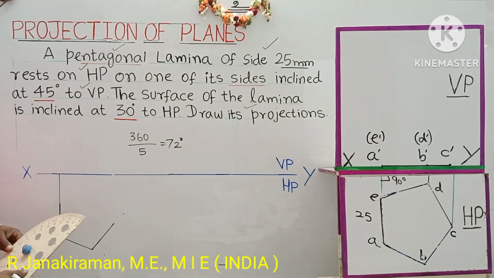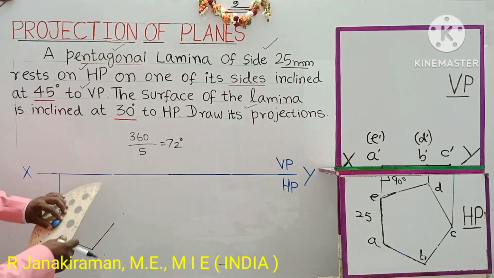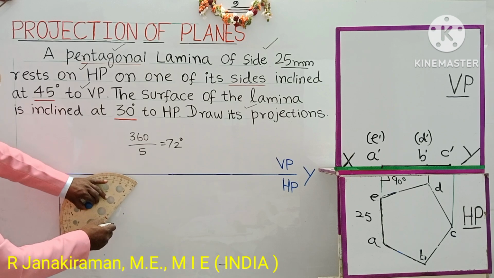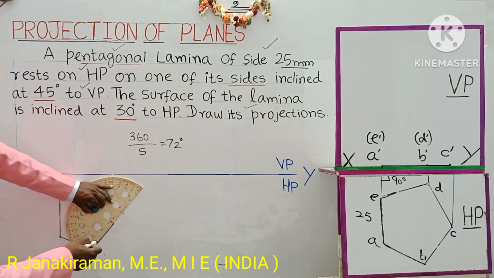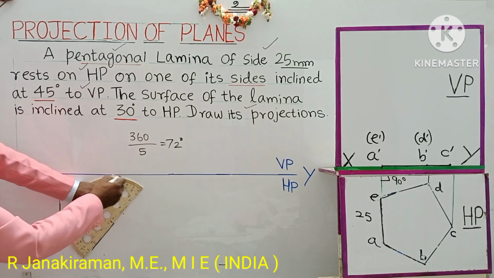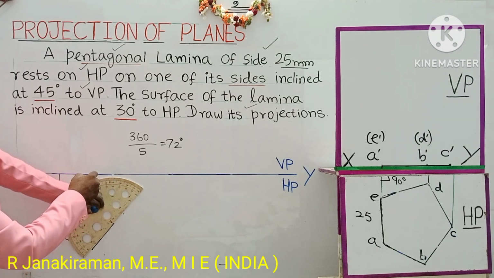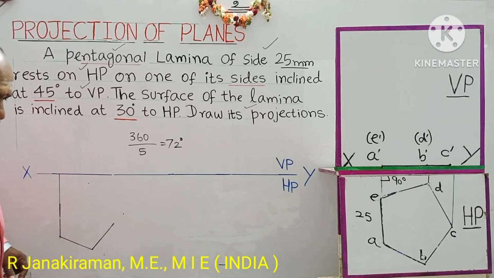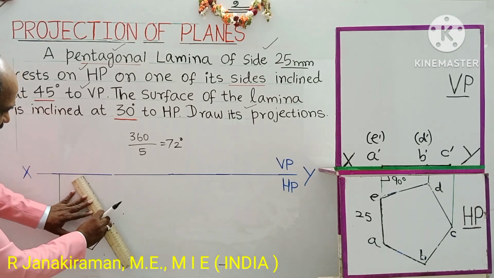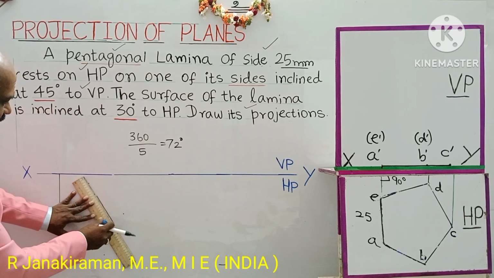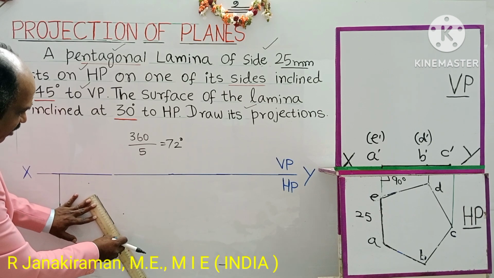So the next step is to turn your protector like this. With this end point as a reference, mark an angle of 72 degrees. 0, 10, 20, 72. Put a point. Connect the marked point using a freehand scale, or join the end point and the marked point. This side also will have 25 mm, 2.5 centimeters.